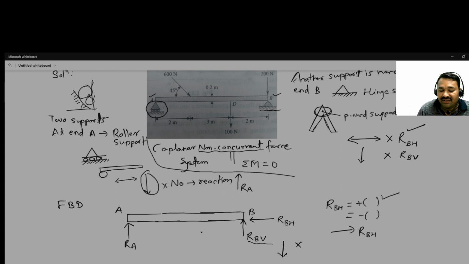After solving, we get the answer in positive and negative. Okay.